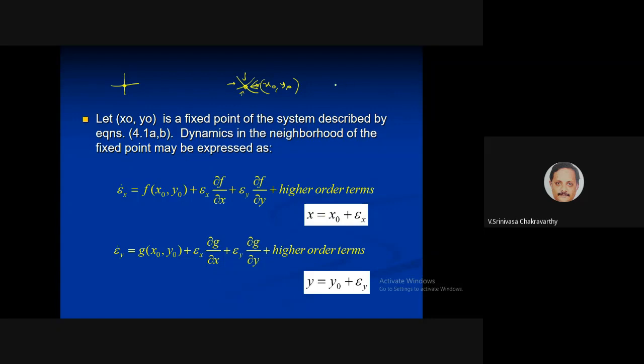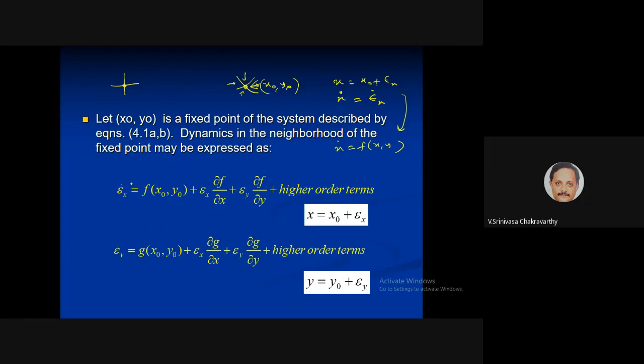Therefore, x equals x naught plus epsilon x, and x naught is constant. So x dot is simply epsilon x dot. Okay, so if you plug this into the original equation, x dot is equal to f of x comma y, right?